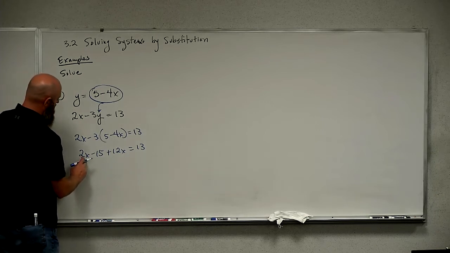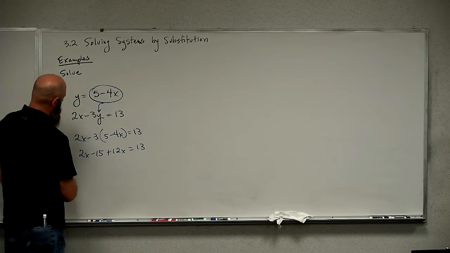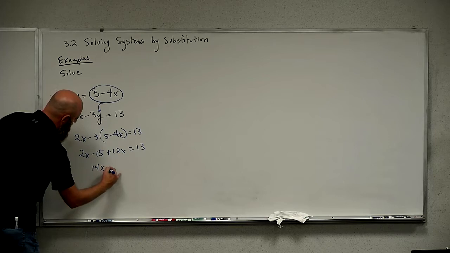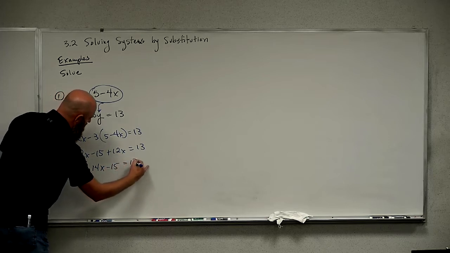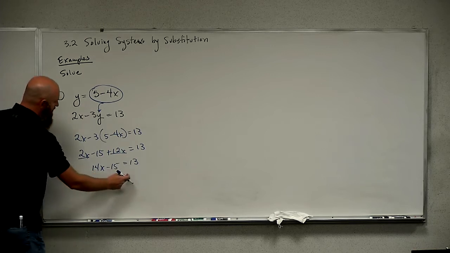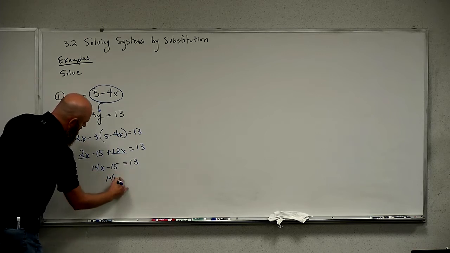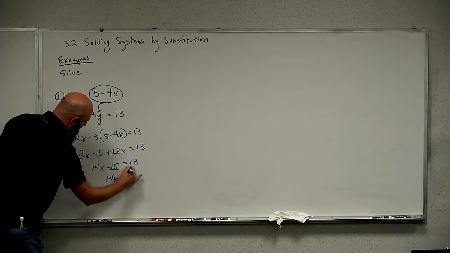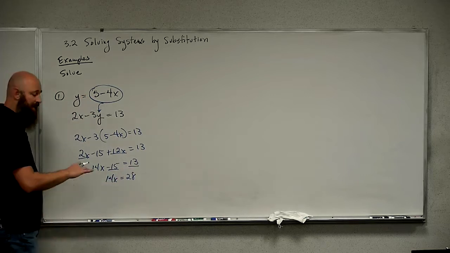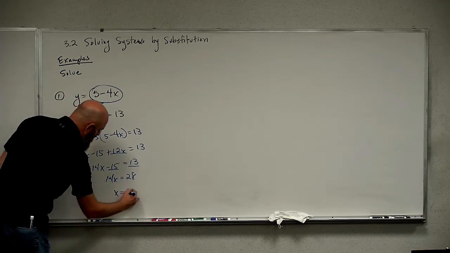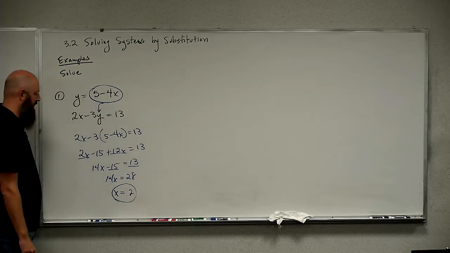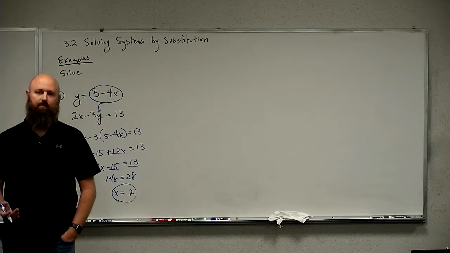All right, so we can put those things together. So 2x and 12x is 14x minus 15 equals 13. So all I did there was combine those. Let's add this 15 over. So 14x equals 28 when I move that 15 over with the 13. And now we divide by the 14, so x equals 2. Okay? So now we have our x value.